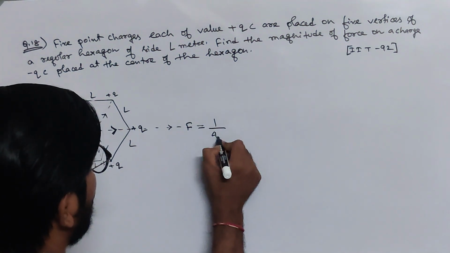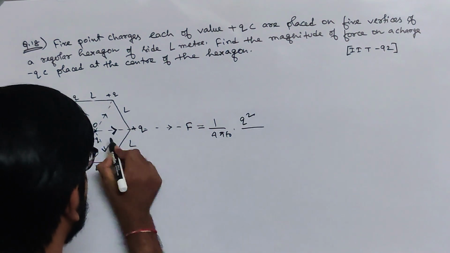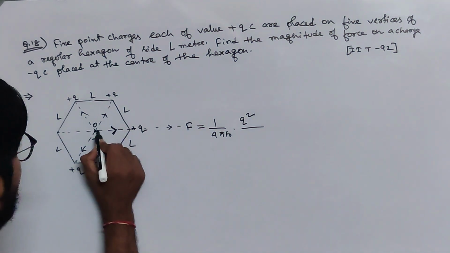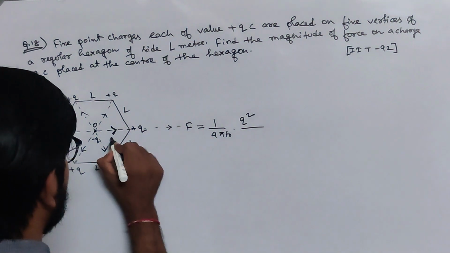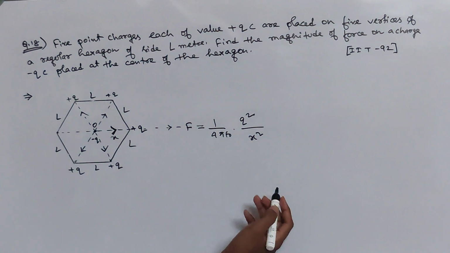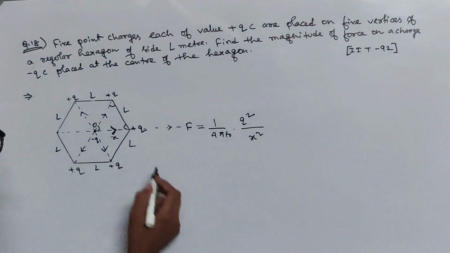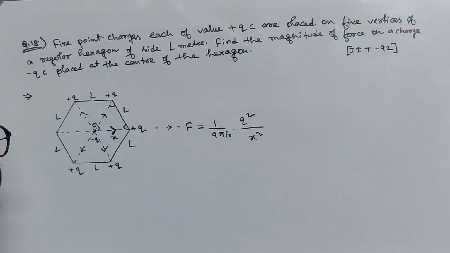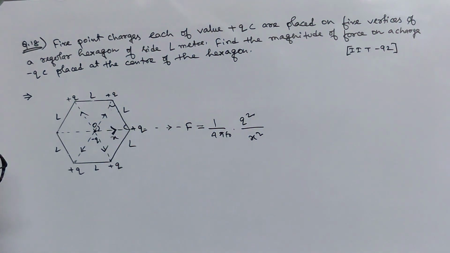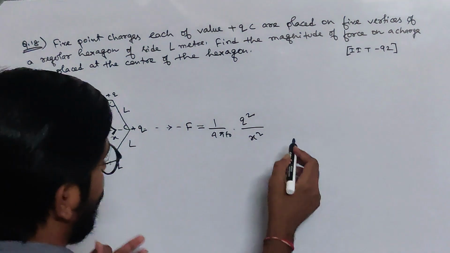This F will be 1 by 4 pi epsilon naught q square by this length square. You can easily find this length. If this is L, then you have to find what is that length. Let's say this is x, so this will be x square. If you can find this length, then it is done. For a regular hexagon, these angles are 60 degree, all angles are the same. If these angles are the same, then all the sides should be of the same length. That is, this is of L length, this is of L length, and this must be of L length. So x equal to nothing but L.